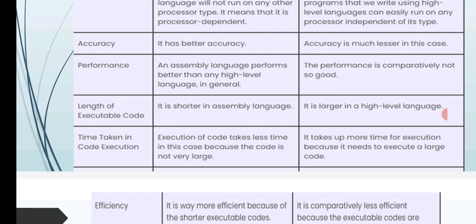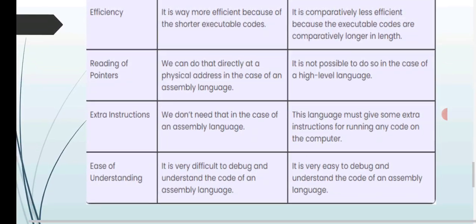In high-level language, the accuracy is much lesser. Performance: in assembly language, performance is better than any higher-level language in general. In high-level language, the performance is comparatively not so good. Length of executable code: it is shorter in assembly language, it is larger in a high-level language. Time taken in code execution: execution of code takes less time in assembly language because the code is not very large. High-level language takes more time for execution because it needs to execute a large code.